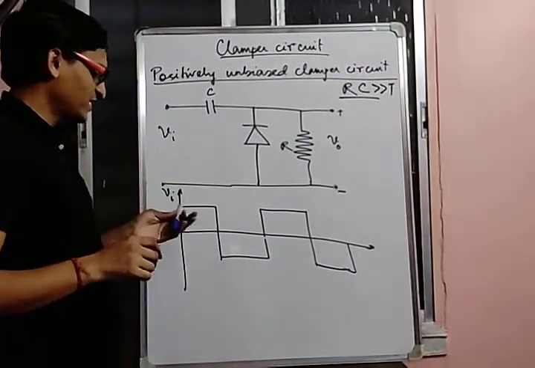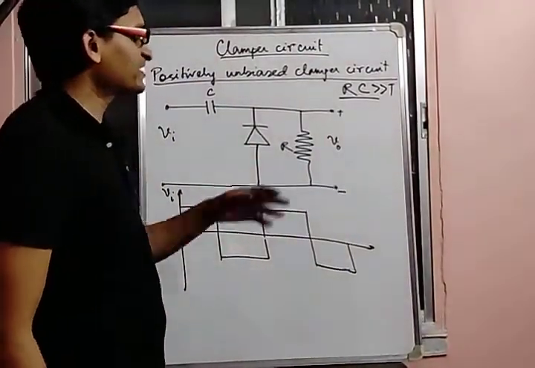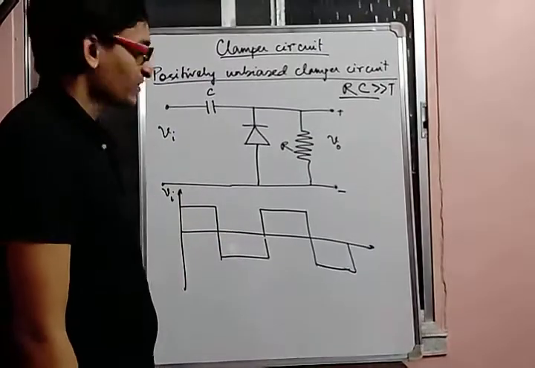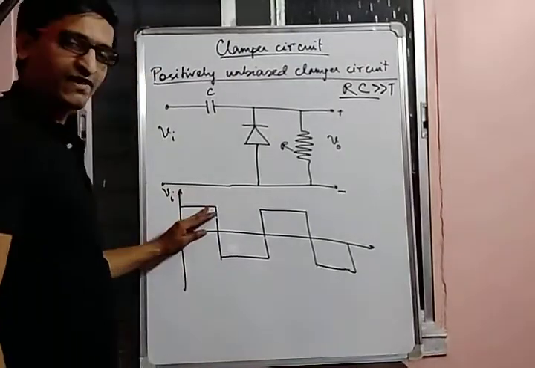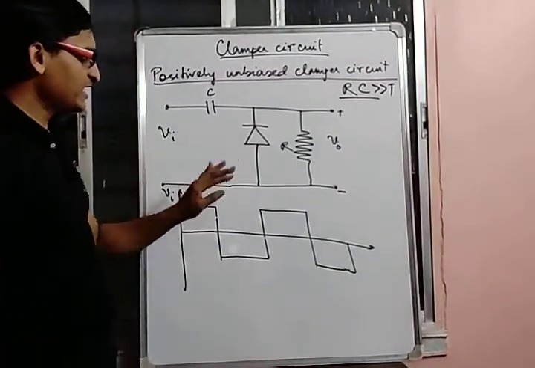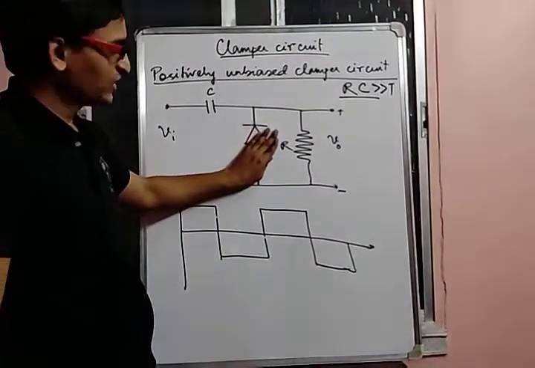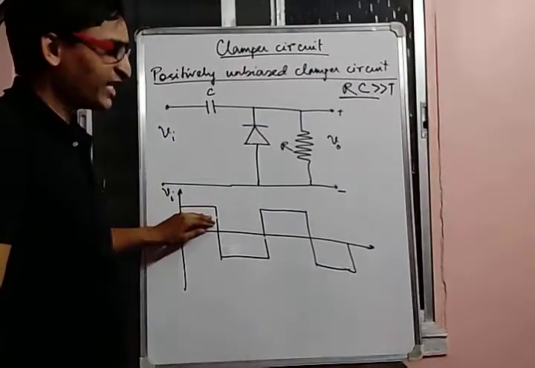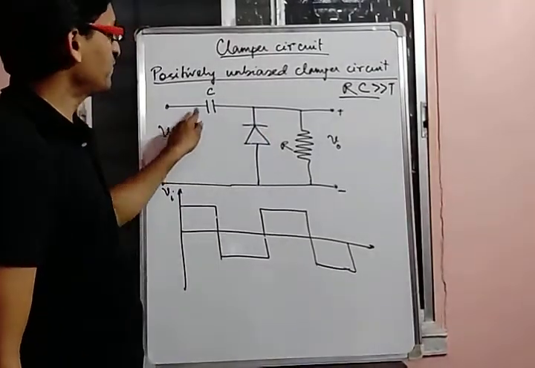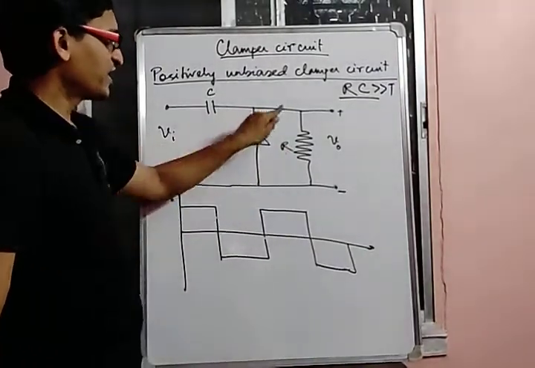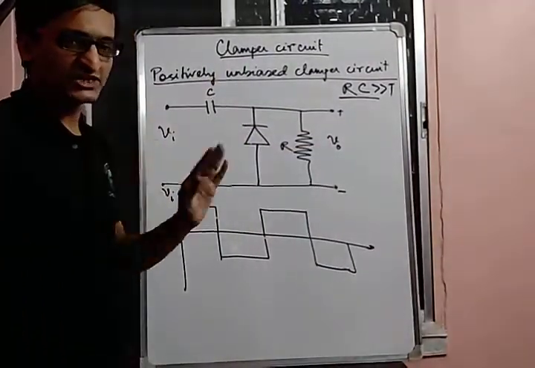The product of R and C is called the time constant of this RC circuit. It is very much large as compared to the time period of this input signal. So what will happen during this positive half cycle? During this positive half cycle, this diode will be reverse biased. As a result, it will act as an open circuited path. Since this path is open, your current will flow through the other path.